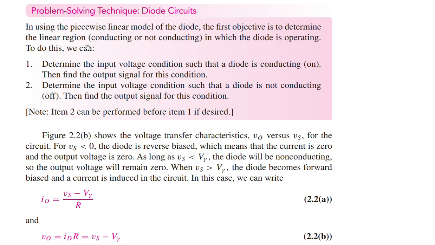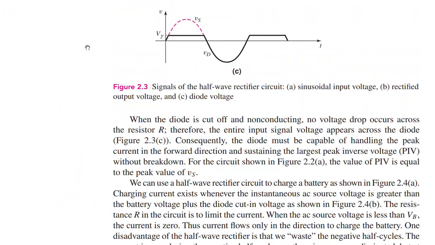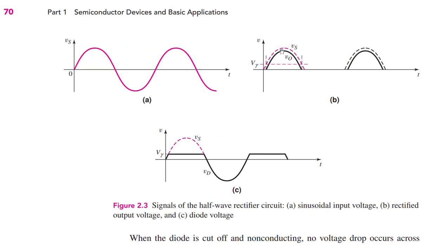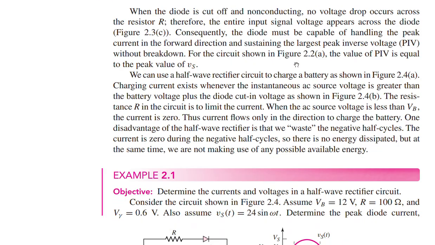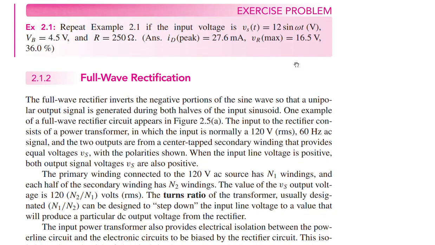Now we move on to the full wave rectifier circuit. You can see that in the half wave rectifier circuit here, the output voltage is only non-zero during the positive half cycle, whereas in the negative half cycle the value of the output voltage is 0. So we are actually only using half of the input cycle to create a DC voltage at the output. Now we move on to the full wave rectification.